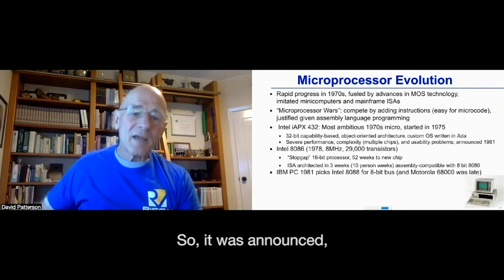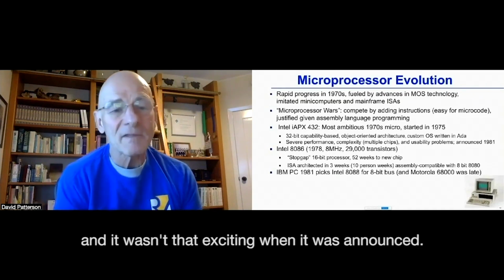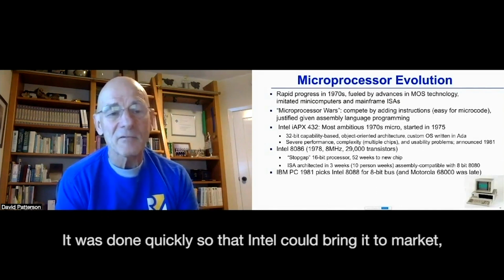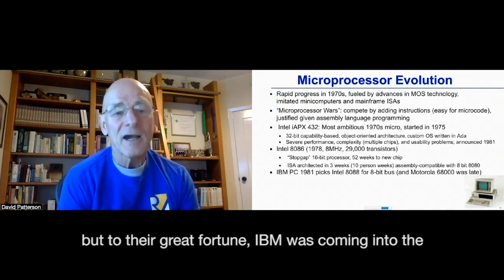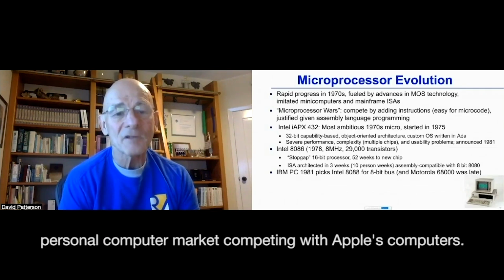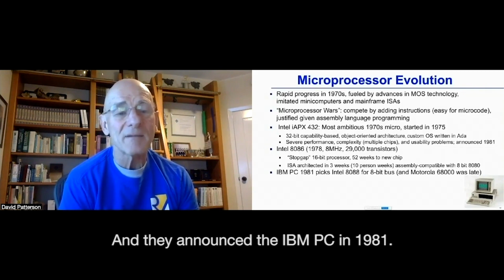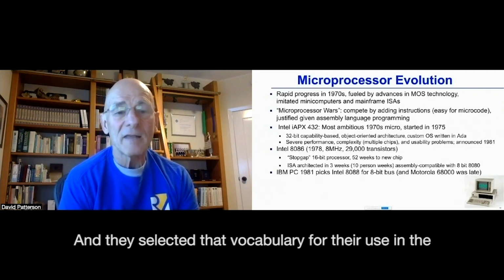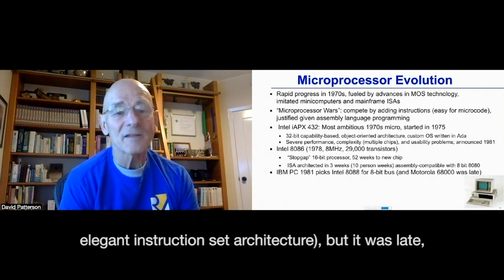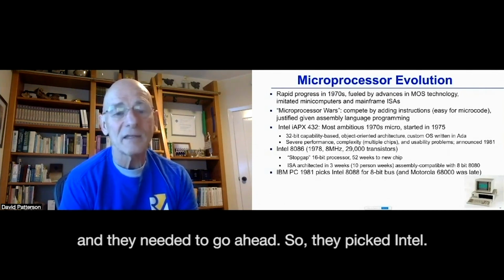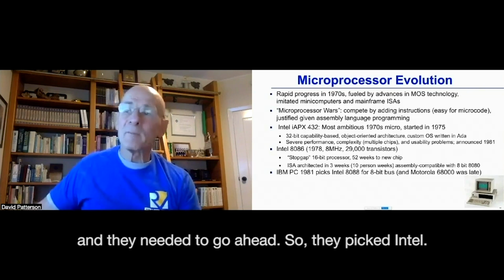So it was announced, and it wasn't that exciting when it was announced. It was done quickly. It was Intel's entry into the market, but to their great fortune, IBM was coming into the personal computer market, competing with Apple's computers, and they announced the IBM PC in 1981, and they selected that vocabulary for their use in the IBM PC. The Motorola 68000 had a much more elegant instruction set architecture, but it was late and they needed to go ahead, so they picked Intel.